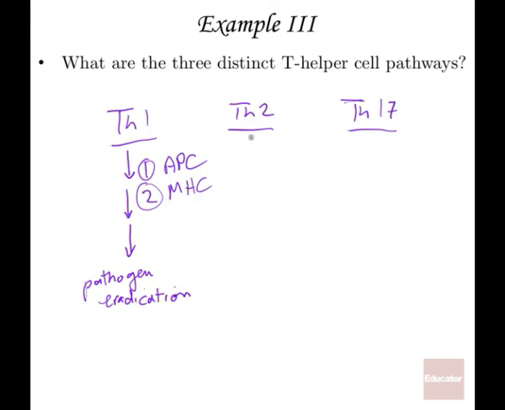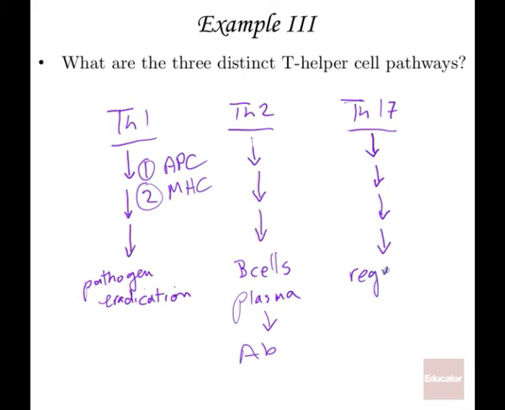Now, what about the Th2 path? Remember, that's a series of steps where the T cells interact with the B cells and the plasma cells to synthesize antibodies. And remember, the antibodies are also very specific to the antigens. So we get antibody production. Now, the Th17 pathway has to do, remember, with regulation. Big time regulation. So this is another way that you can use to really characterize and fully understand how these T cells operate, because again, it's an integral part of immunity.